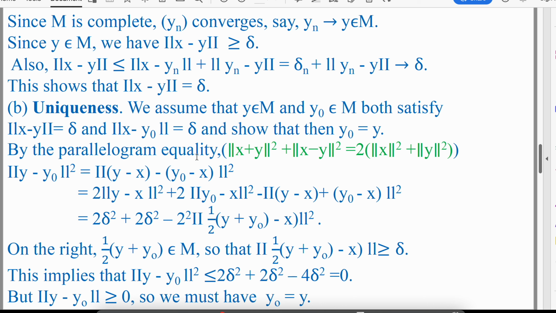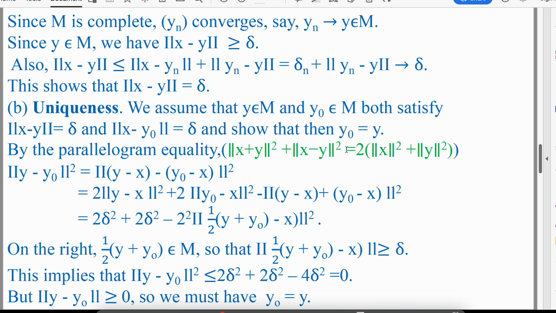So if we apply the parallelogram equality, then norm y minus y naught whole square is equal to norm of y minus x subtracted by y naught minus x. We have subtracted x and we have added x. So now apply the parallelogram equality. It will be twice of norm y minus x whole square, plus twice of norm y naught minus x whole square, minus norm y minus x plus y naught minus x whole square.